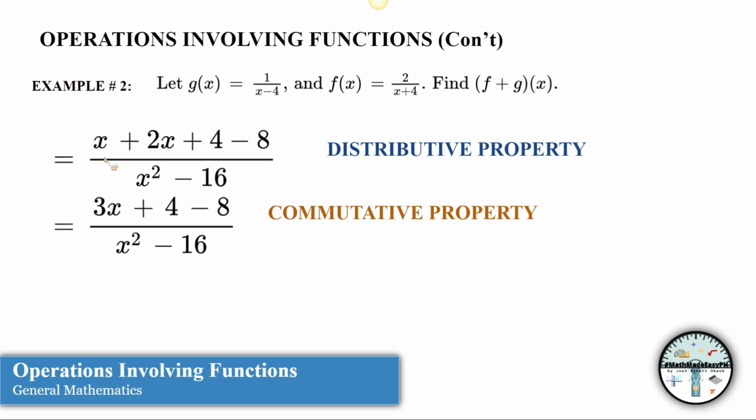Then, so commutative property. Yeah, so gi-add lang na natin to siya daan. So maging 3x plus 4 minus 8. And we know that 4 minus 8 is equal to negative 4. So it will become 3x minus 4 equals to x squared minus 16. And that's the answer of the question. And let's proceed to subtraction.